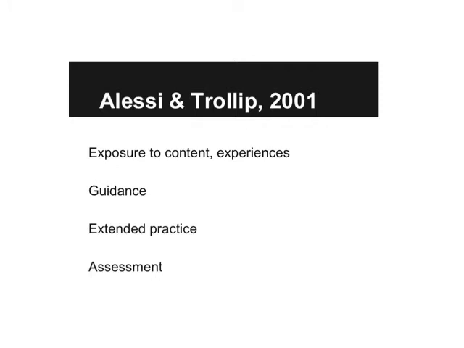The Alessi and Trollip model argues that learning typically involves an exposure to new information or new experiences, initial teacher guidance as students work to understand the information presented or learn to execute the skill, extended practice to assure retention or develop fluency, and assessment to evaluate success and determine if more work is necessary. We explain what each of these components of instruction involve in greater detail in the book. These individual tasks can be accomplished in a wide variety of ways, but you should be able to recognize each in most successful learning scenarios.